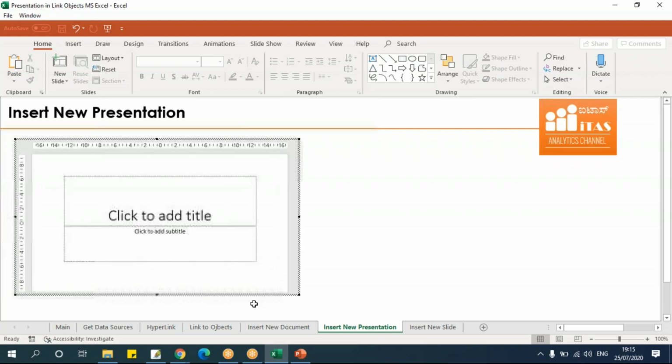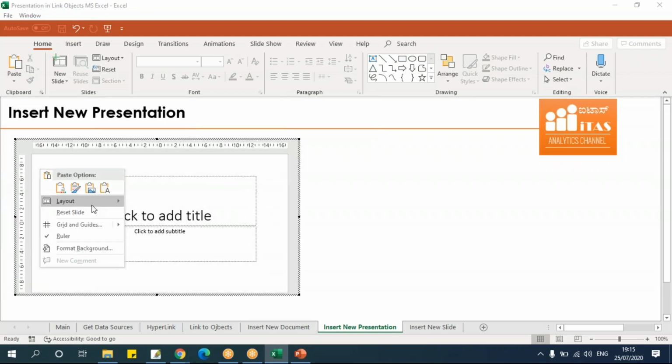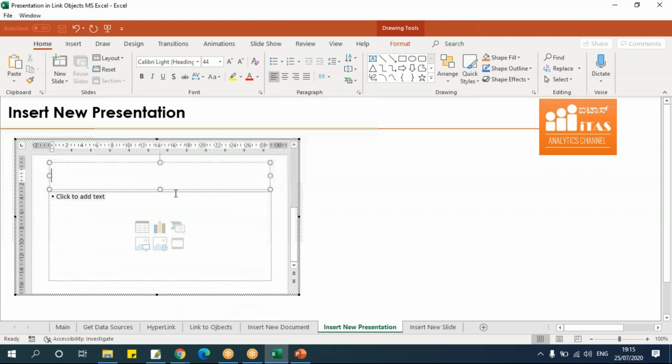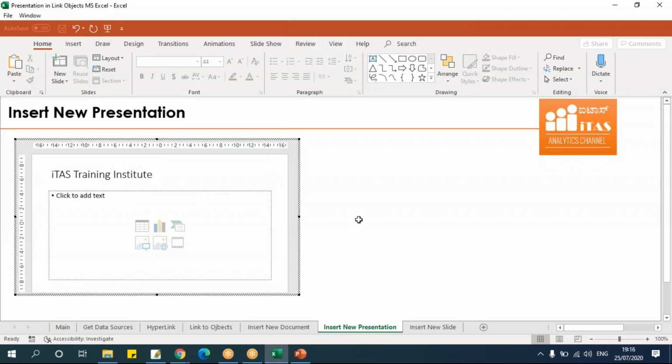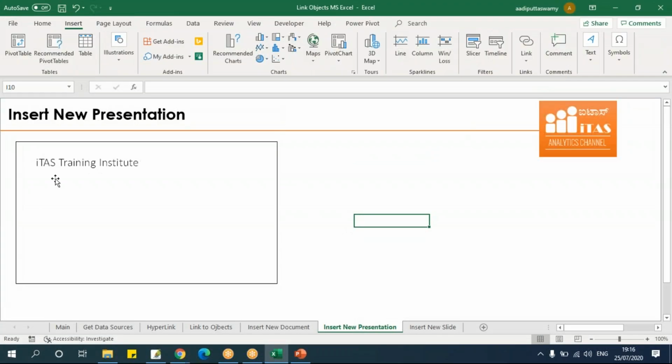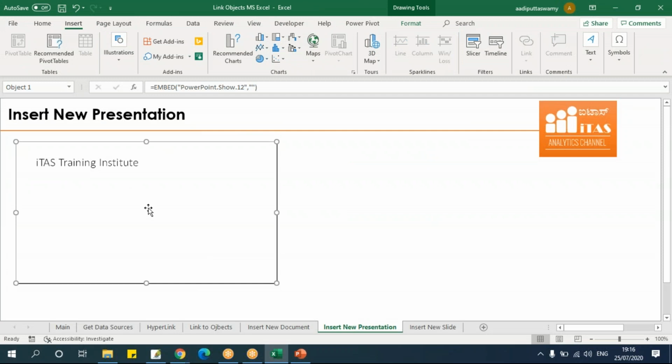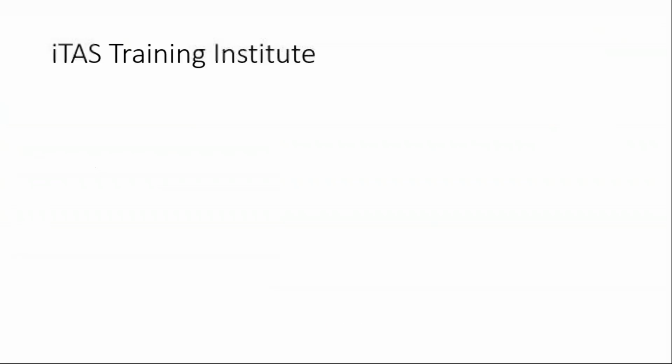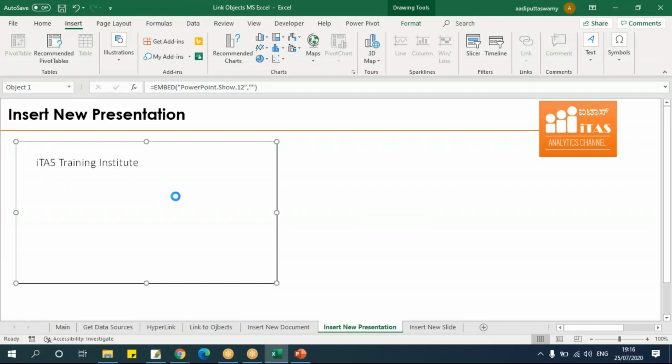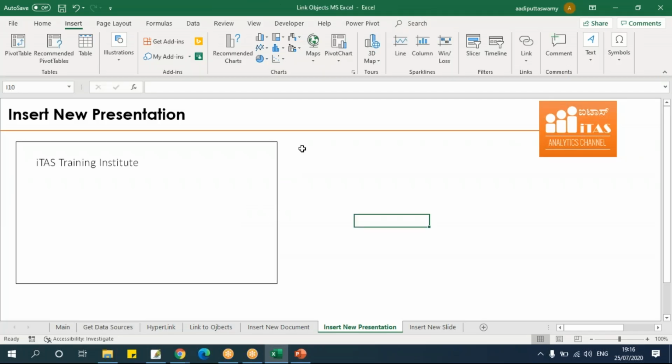Just increase this. I can go here, say layout, say you can use something like this, and I'll click outside. See, this will be the presentation. Now suppose if you want, just double click on this, again I can edit this. See, okay. Now I want it to be as an embedded icon.